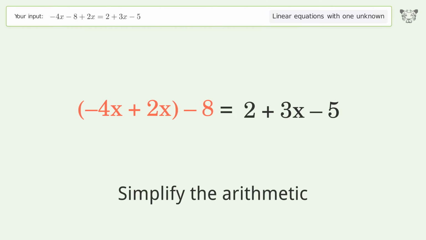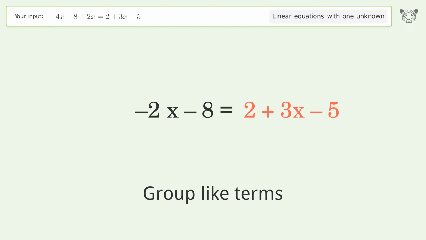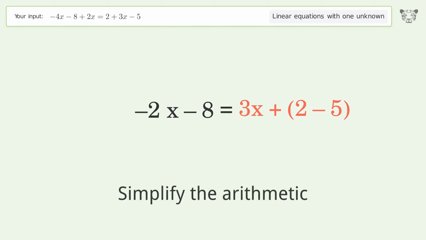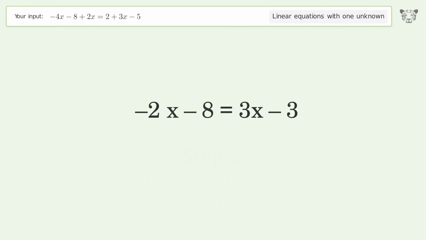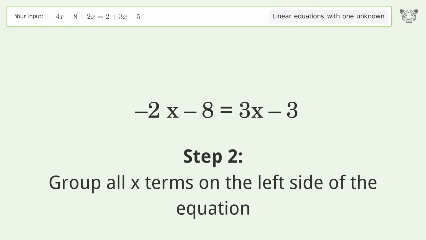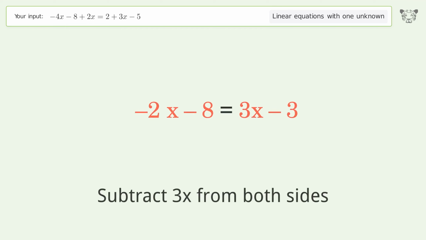Simplify the arithmetic. Group like terms. Simplify the arithmetic. Group all x terms on the left side of the equation. Subtract 3x from both sides.